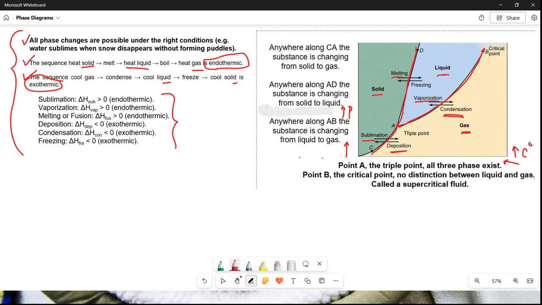So here we just have the different phases or phase changes that we talked about on the graph, and whether it's endo or exothermic. This will come into play when I talk about heating curves, but we're going to stick with phase diagrams right now.